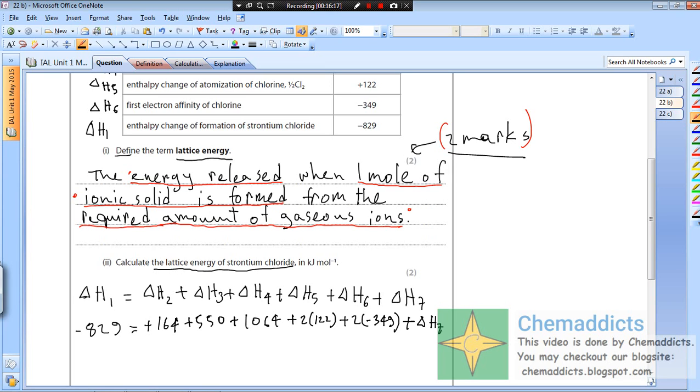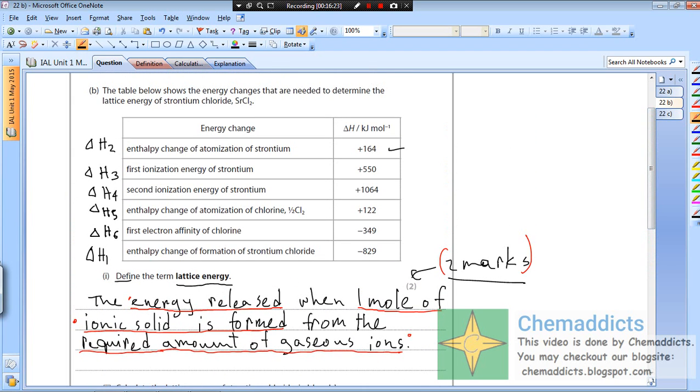So why have we multiplied this thing with 2? Well, as we can see, these are all for 1 mole. So this happens in 1 mole. This also happens in 1 mole. This also happens in 1 mole, until del H5, all of which happen for 1 mole.